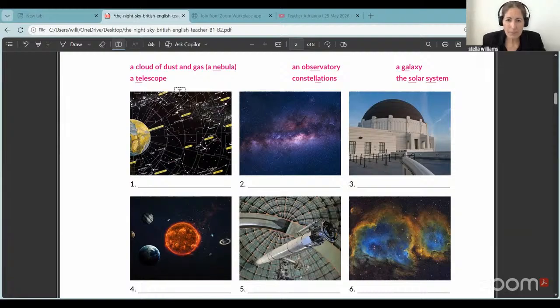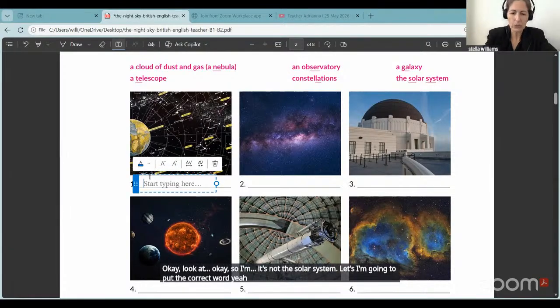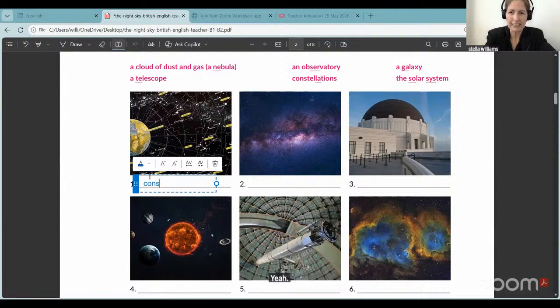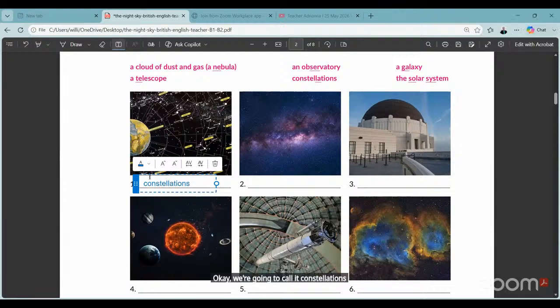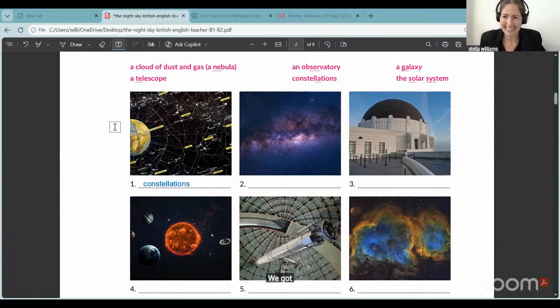Nebula. It's not the nebula. Solar system. Okay, so it's not the solar system. I'm going to put the correct word here. We're going to call it constellations. Constellations. There we go. Thank you, Divya. That's awesome.